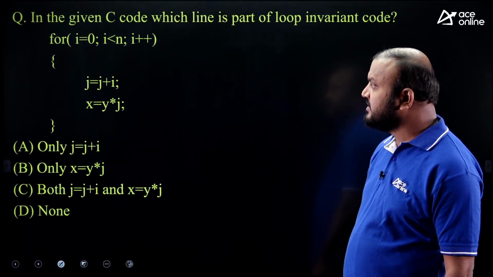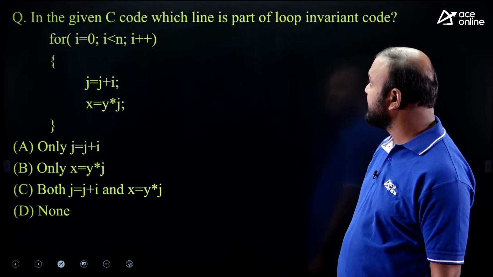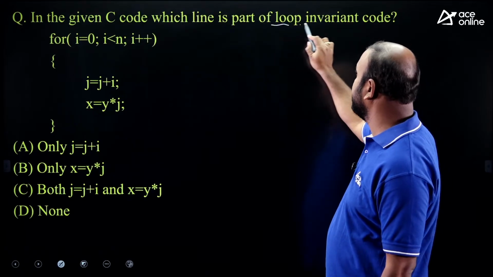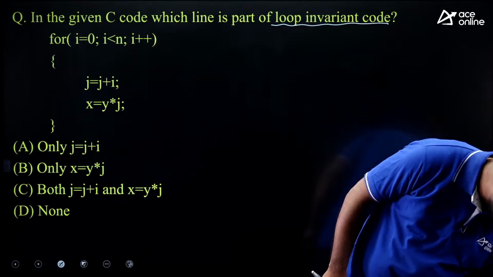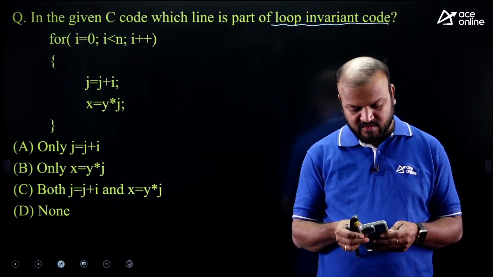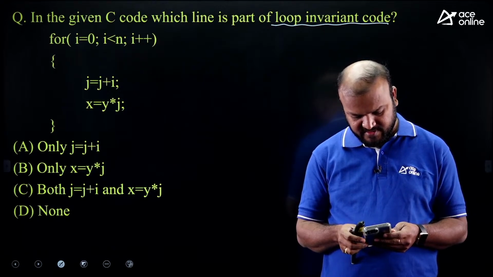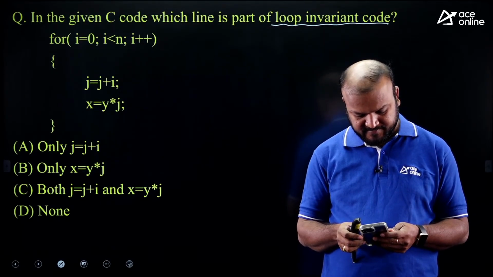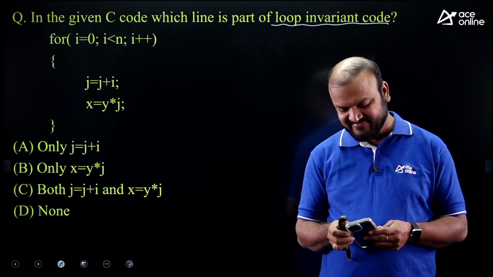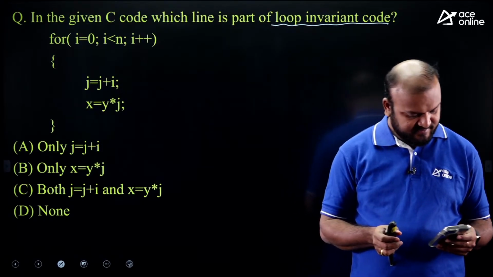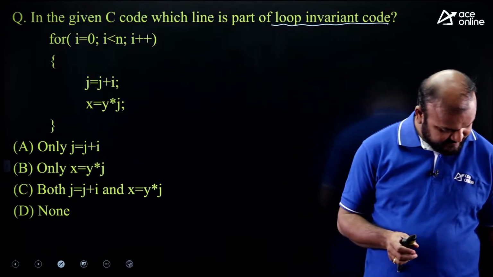And here questions are on optimization. In the given C code, which line is part of loop invariant code? Will you answer this question? Which is loop invariant code? Anybody answer? Ashish Barge, Sunil Perla, Srividya Naundla. Okay, answer it. Fine.